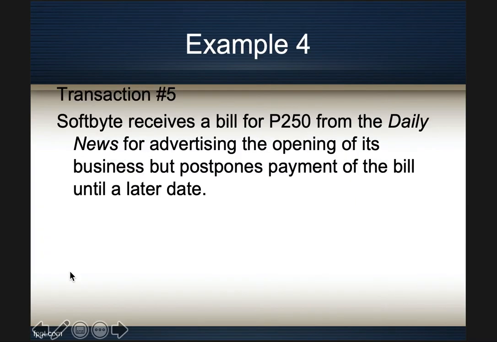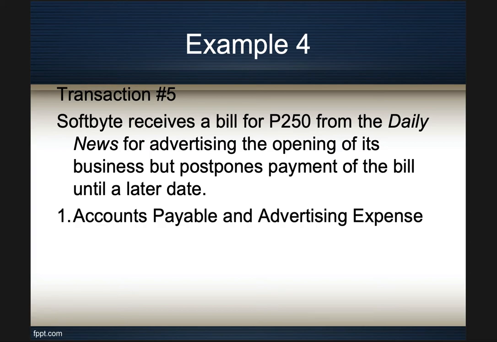Now let's proceed to our fourth example. SoftBite receives a bill for $250 from Daily News for advertising the opening of its business, but postpones payment of the bill until a later date. So it receives a bill, meaning the business has an accounts payable, right? And that is because of advertising their business, so they should record advertising expense. So we have accounts payable and advertising expense.